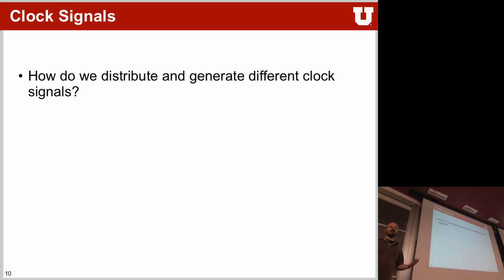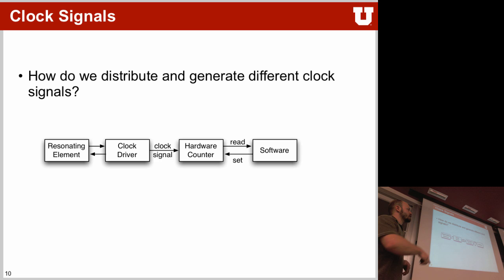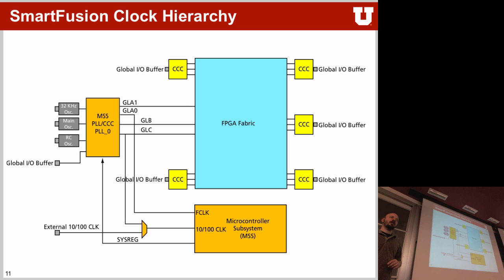We somehow have to distribute this clock signal over our system. So we have the resonating element with a driver, a clock signal that's sitting over here. In your SmartFusion, you have a fairly complex clock hierarchy architecture. And pretty much every microcontroller has some sort of clock distribution network, configurable clock systems. The SmartFusion is a lot more complicated than your small little MSP430 that you have. So for example, in the SmartFusion, you have four different main sources of resonating or clock signals. You have a 32 kilohertz oscillator, the main oscillator, which is about, I think, 20 megahertz, if I'm not mistaken. And you have an internal RC oscillator.